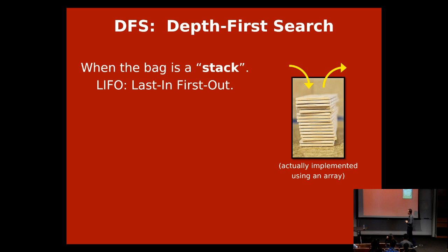Okay? So how would you actually implement this with an array? You have an array and an index pointing to the end, and when you want to add something, you just put it in the array and move your index this way. When you want to take something out, you take the thing off the top and move the pointer back this way.